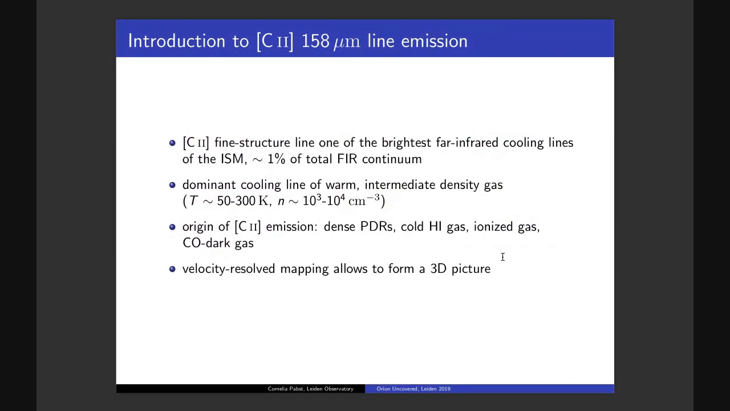So why do we use the C+ line? The C+ line is one of the brightest far-infrared cooling lines of the ISM, and it's a dominant cooling line of warm intermediate density gas, with temperatures around 200 Kelvin and densities from 10 to the third to 10 to the fourth particles per cubic centimeter. The origin of the C+ emission can be dense PDRs, cold HI gas, ionized gas, or CO dark gas. By velocity resolved mapping, we can also try to establish a 3D picture of the whole region.